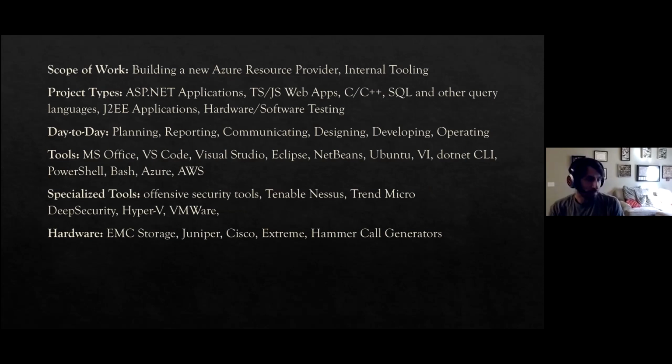So scope of work, like what is it that I do today? Right now I'm working on an Azure resource provider, and I also built some internal tooling. In previous roles at Microsoft, I've built some interesting things, some of which I can't talk about, but some of which are just amazing scale to think about. With a team of 3 people, I built a system that basically is in the stream of almost every alert that goes through Azure.